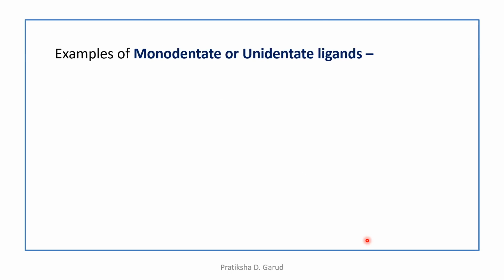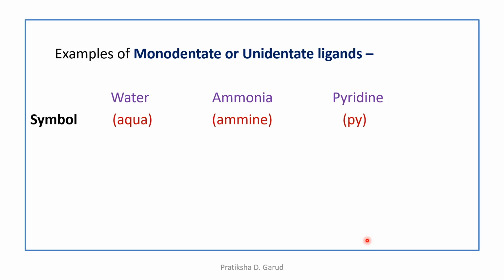So let's see the examples of the monodentate or the unidentate ligands. The most commonly used examples are water, ammonia, and pyridine. Their symbols are, for water, we write aqua. For ammonia, amine, and for pyridine, we have to write Py. So let's see their structures.